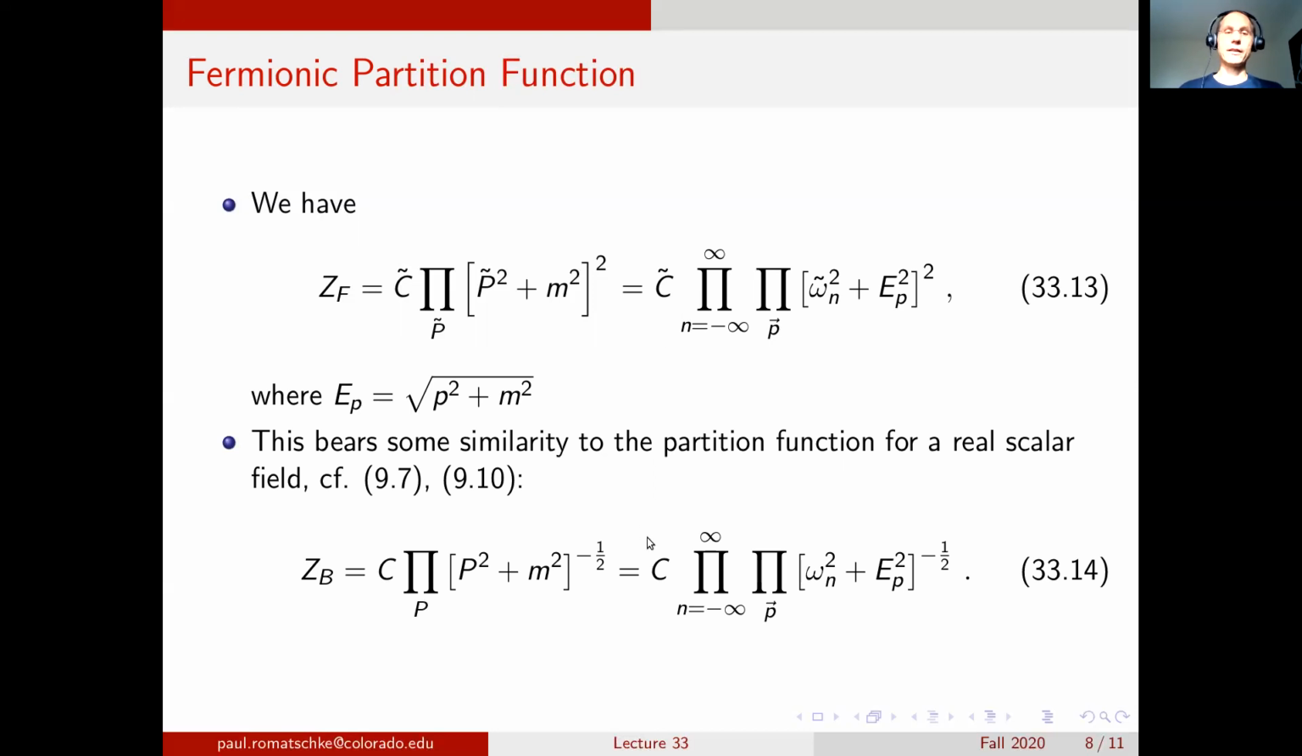Obviously, this bears some similarity to the corresponding result for the scalar partition function, which was given in lecture 9. So back then we found that the bosonic partition function was given as a constant times the product of Euclidean bosonic momenta times p squared plus m squared to the power of minus 1/2. And we could write this as a product over all n and over the space-like momenta of omega_n squared plus E_p squared to the power of minus 1/2.